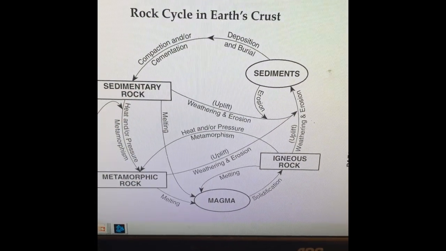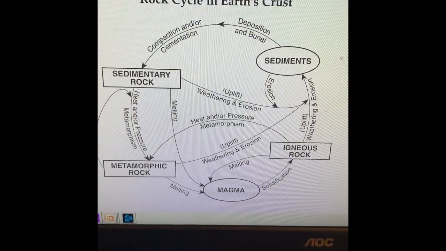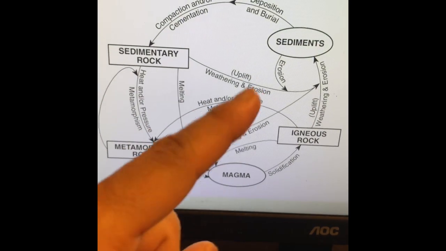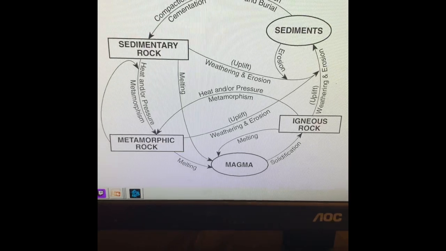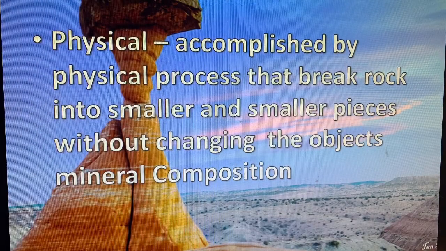lead to sedimentary rock. So it's important that you write these words down: the word weathering, the word erosion, the word sediment, and various other ones are going to pop up during the course of this video. Make sure you're writing them down. So there are two main types of weathering.